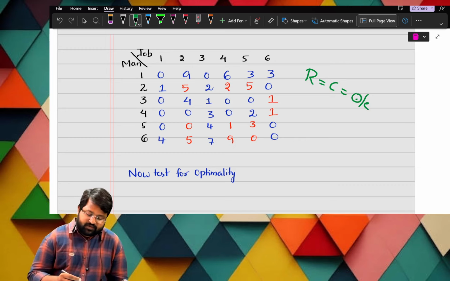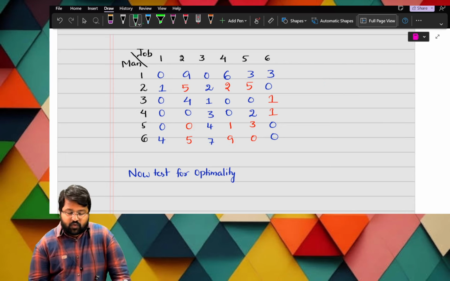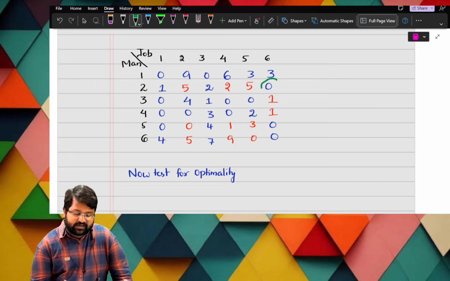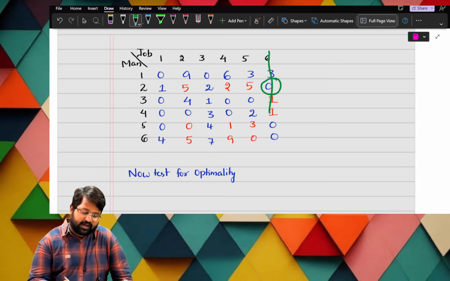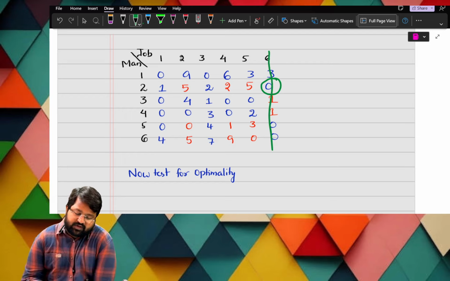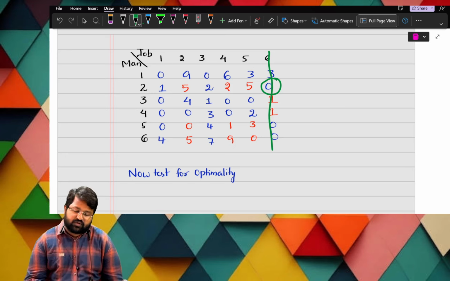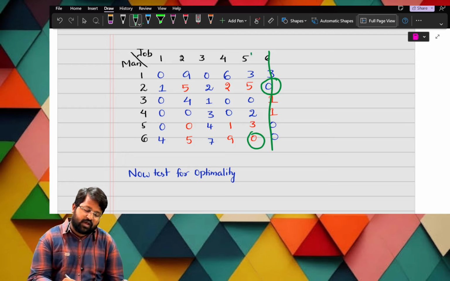Ma, so check it, ma, test for optimality. In the first row we are having a single zero. Now in the second row we are having a single zero. I marked it and I cancelled the column. Next, in the third row there are three zeros. In the fourth row there are three zeros. In the fifth row there are two zeros. In the sixth row there is a single zero. Single zero is there. I am cancelling the column.